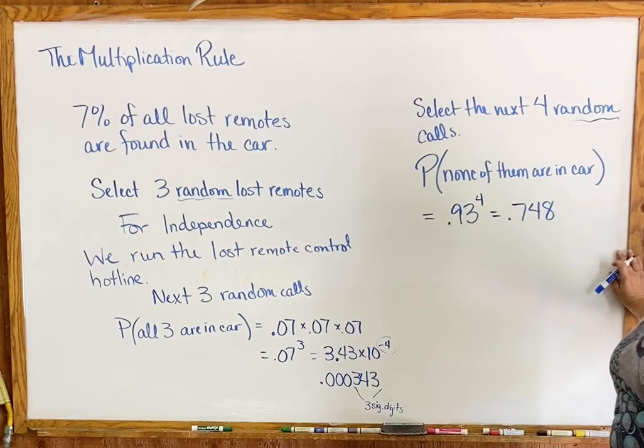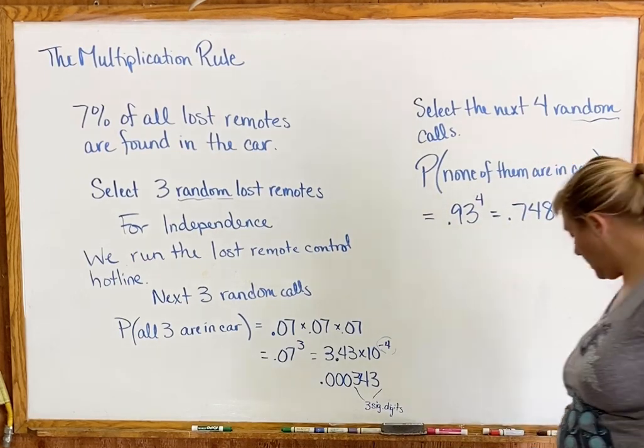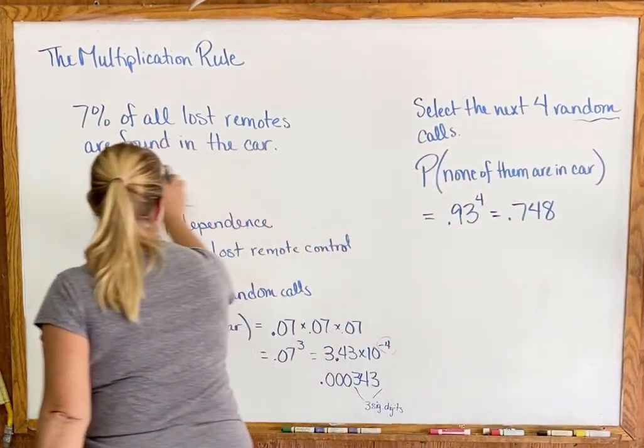All right, so this is looking at the multiplication rule using kind of a different method, but still in that empirical probability sense. All right, so let's do another one, and I'm going to ask you some different questions here.